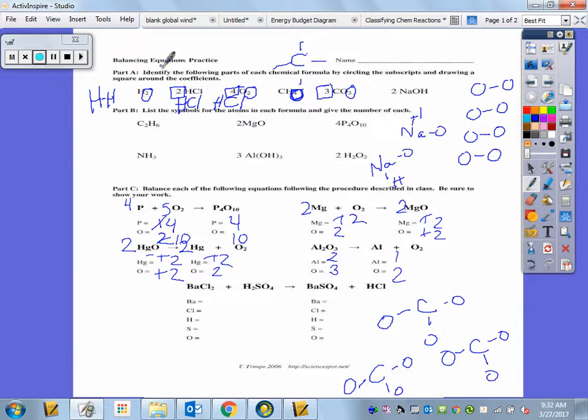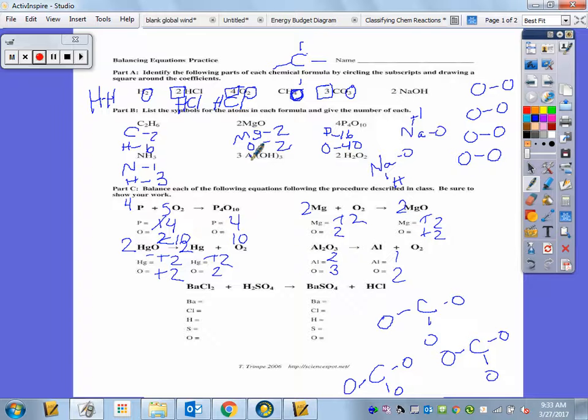All right. So part B lists the symbols for the atoms in each formula. So in this one we have carbon and we have hydrogen. We're starting with 2 and we're starting with 6. Here we have a magnesium and an oxygen. So we have 1 magnesium oxide molecule, but we have 2 of the molecule. So 2 Mgs total, 2 oxygens total. We have 4 P4O10s. So we have P and we have O. 4 times 4 is 16 P's. 4 times 10 is 40 O's. That's huge. We have an N and H, and we only have 1 N, 3 H's.